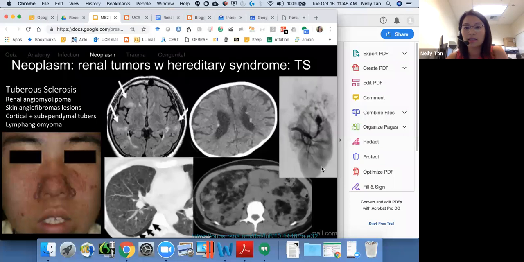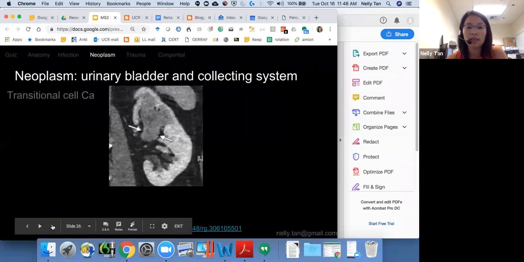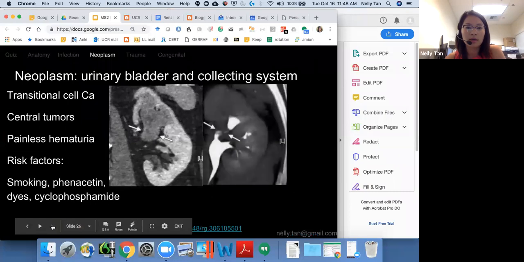And here is an angiomyolipoma. This is an angiogram. And you can see this large vessel. And here they can embolize it so that they can prevent risk of bleeding. Now we're going to move on to the upper tracts.